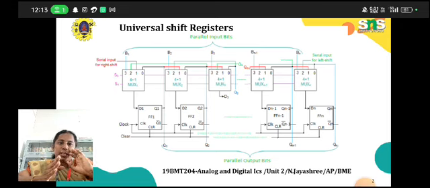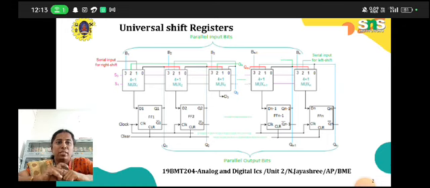On the right side is the serial input for left shift. If we need to shift each and every bit to the left side, we can use this right side serial input for the left shift. If you want to shift each and every bit to the right side, we use the serial input for right shift.